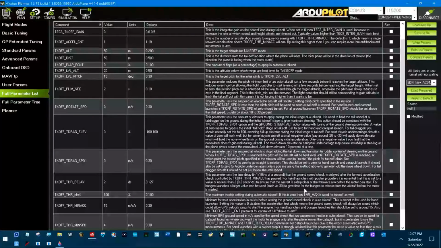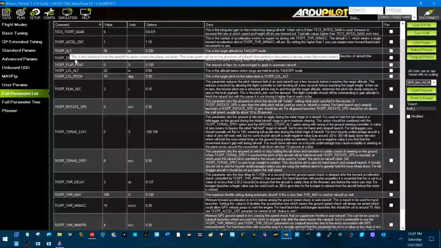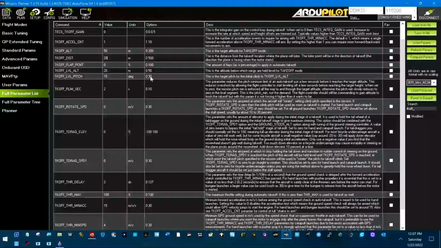Thoughts for auto takeoff, and I was completely off base with what I was thinking in that video. These are the two parameters we're talking about, the auto takeoff altitude and the auto takeoff distance. The default for this is 50, but the default for this is 200. So what it means is you're going to rise to an altitude of 50 meters in a run out distance of 200 meters.